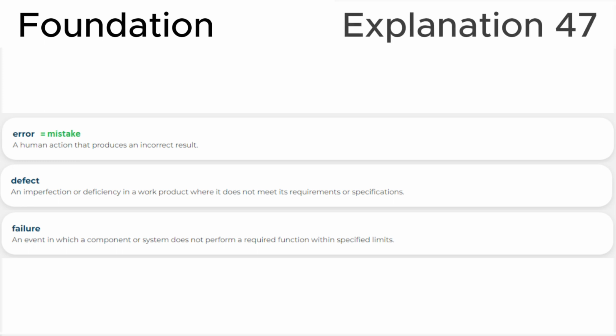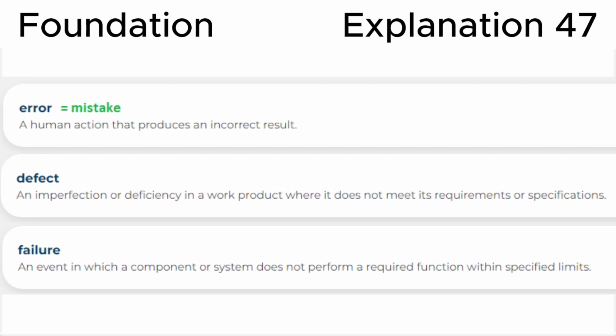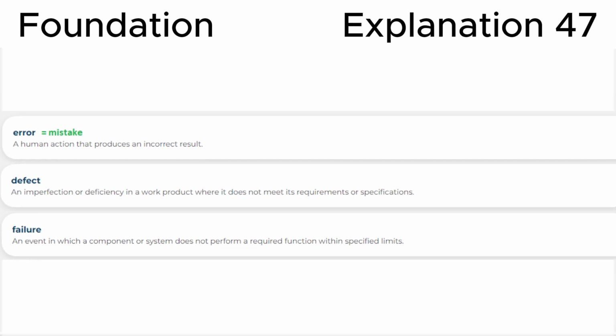Explanation. Firstly, let's look at definitions in the ISTQB glossary. Mistake or error is a human action that produces an incorrect result. Defect is an imperfection or deficiency in a work product where it does not meet its requirements or specifications. Failure is an event in which a component or system does not perform a required function within specified limits.